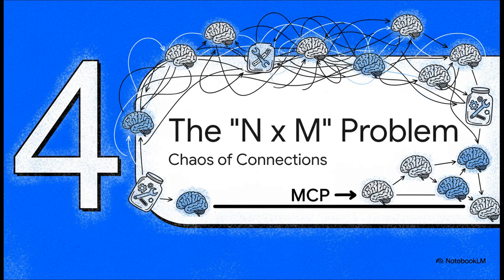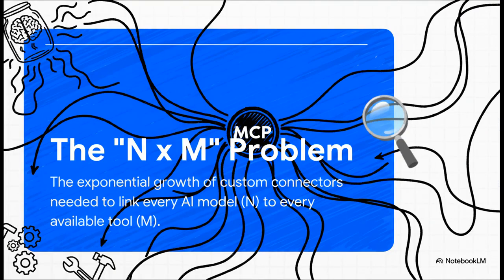Okay, let's zoom out. We've been looking at individual agents, but what happens when you have dozens of different AI models and thousands of potential tools? Well, you run headfirst into a massive, massive problem. It's called the N by M integration problem. Just imagine, for every one of your N AI models, you have to build a custom piece of code to connect it to every one of your M tools.